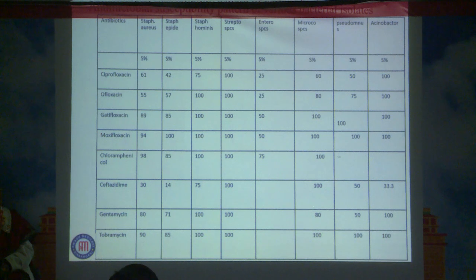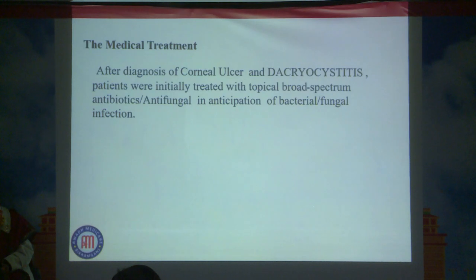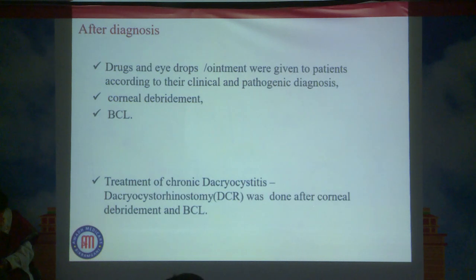This is the antimicrobial susceptibility pattern of the various bacteria isolated in my cases. I want to highlight one thing: ofloxacin is less sensitive than ciprofloxacin in my study against Staph aureus. After diagnosis of corneal ulcer and dacryocystitis, patients were initially treated with topical broad-spectrum antibiotics or antifungals in anticipation of bacterial or fungal infection, because I belong to a rural area and my main patients are from agricultural fields. After diagnosis, drugs and eye drop ointments were given according to their clinical and pathogenic diagnosis. Corneal debridement and BCL were applied, and treatment of chronic dacryocystitis is DCR after corneal debridement and BCL.